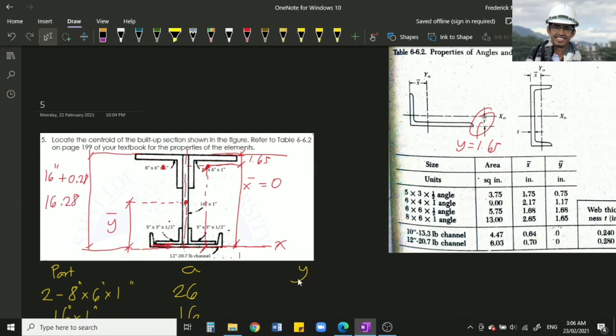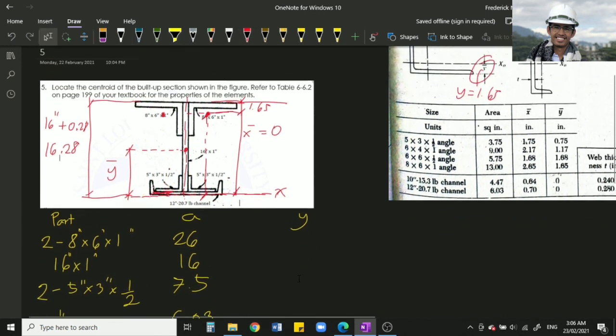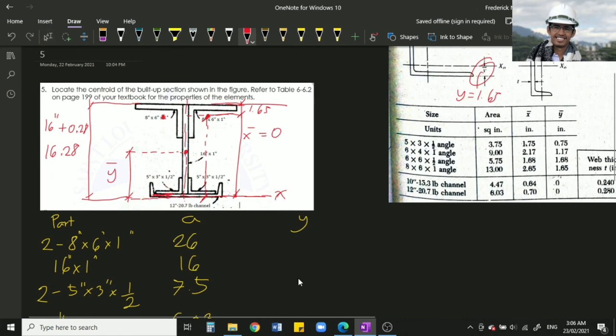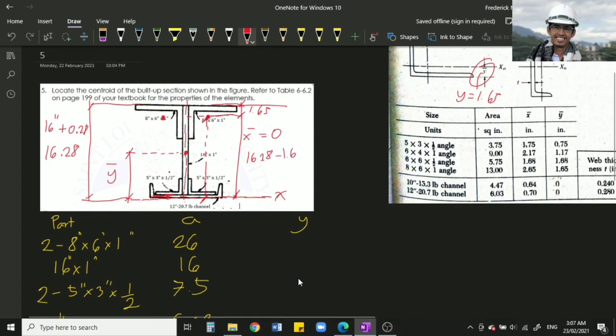Okay? Inches. So yung bar y natin for dun sa angle, that will be 16.28 minus 1.65. So this will be 16.28 minus 1.65 is equal to 14.63.